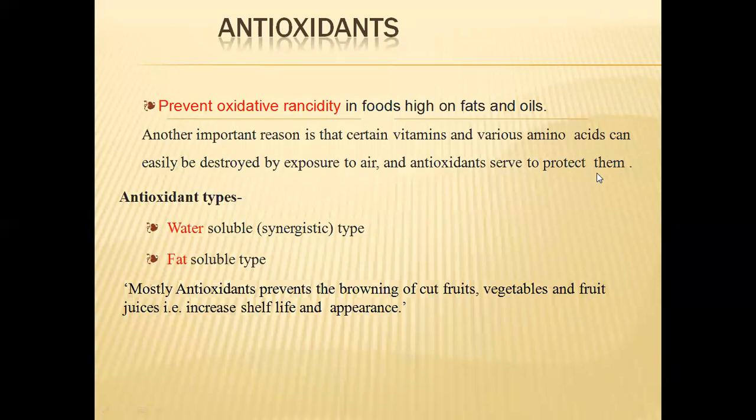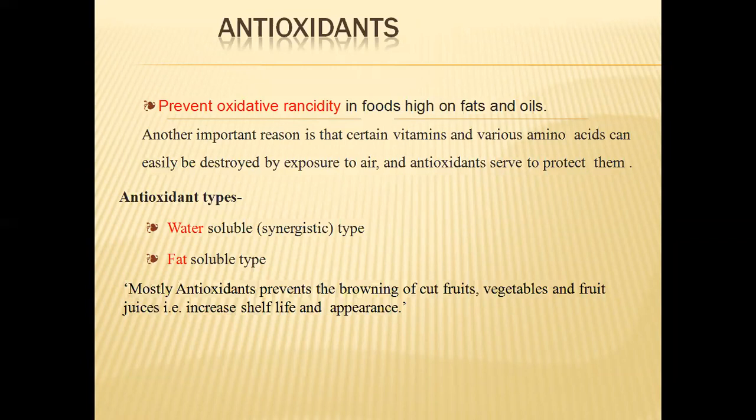Very nice and interesting process of preserving meat. Let's move on to the next type of food additives, antioxidants. This prevents oxidization, rancidity in the food, high on fat and oils. Another important reason is that certain vitamins and various amino acids can easily be destroyed by exposing to the air, and the antioxidants serve to protect them.